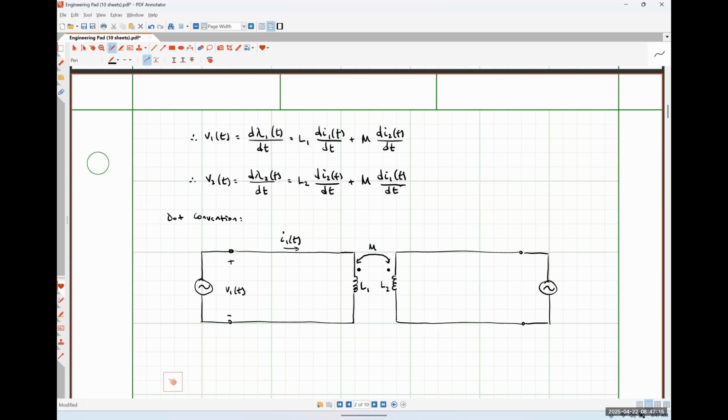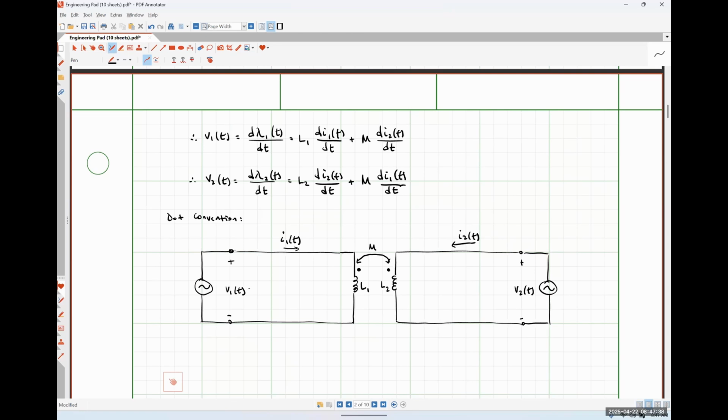And I'm going to do something similar for what's going on in coil 2. So I'm going to define my current I2 as flowing into the dot. I'm going to define my voltage V2 as having positive polarity terminal on the dotted side of coil 2.